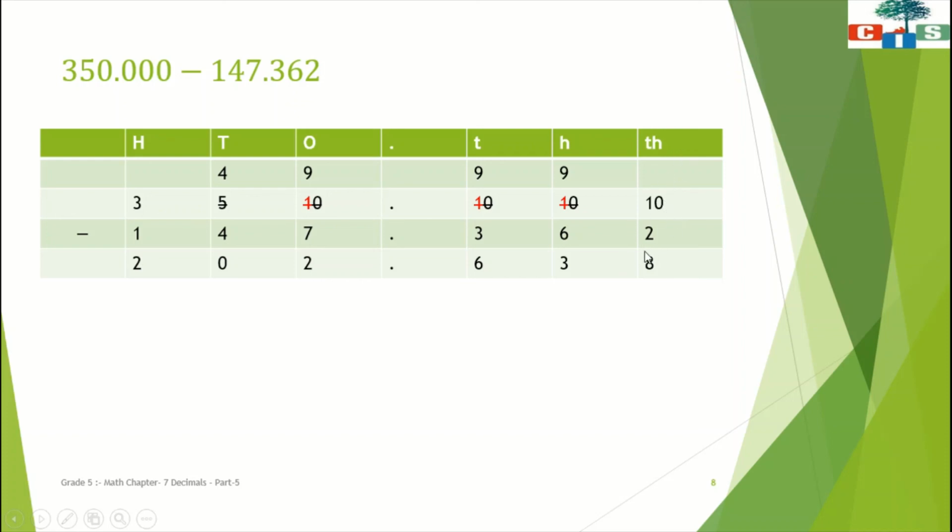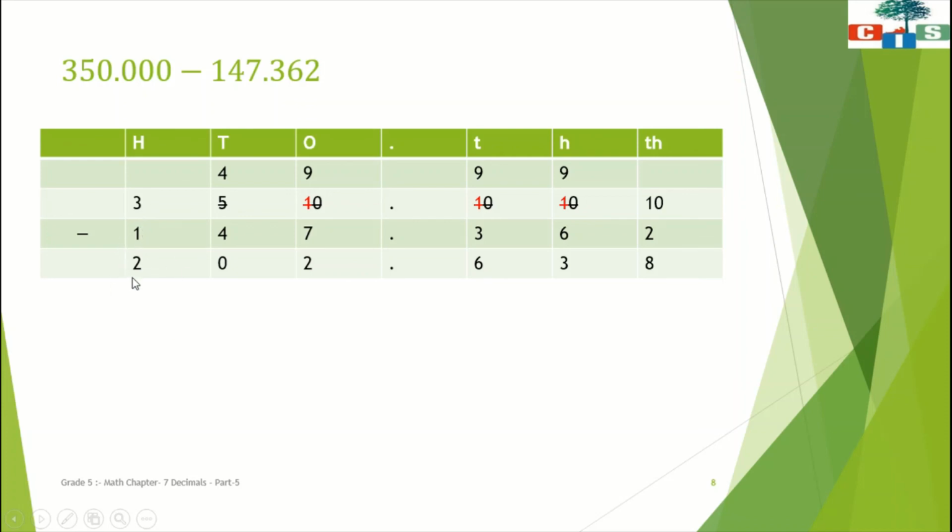10 minus 2 is 8. Then we come to the next place value, the hundredths. 9 minus 6 is 3. Now the next place value, the tenths. 9 minus 3 is 6. Now we put the decimal point as it is. We solve the whole number part. Here we have 9. 9 minus 7 is 2. Then the tens place value: 4 minus 4 is 0. And then the hundreds place value: 3 minus 1, which is 2.